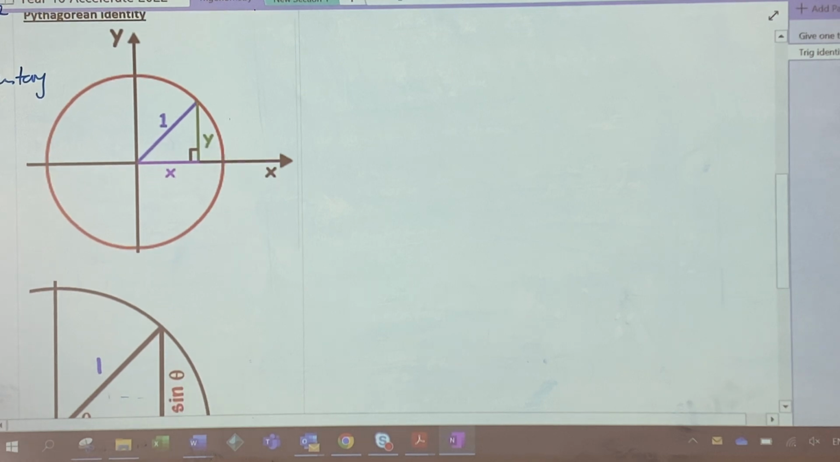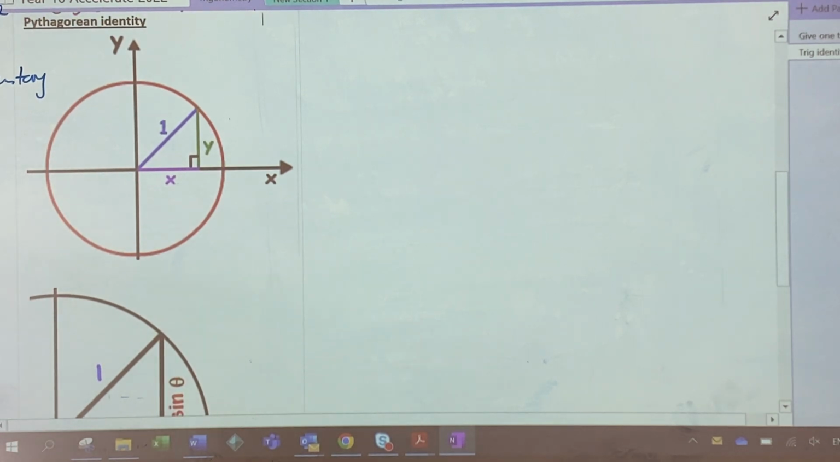Okay, now I'm going to slow down. This part is brand new for this section. Please write down this little title in your book: Pythagorean Identity.